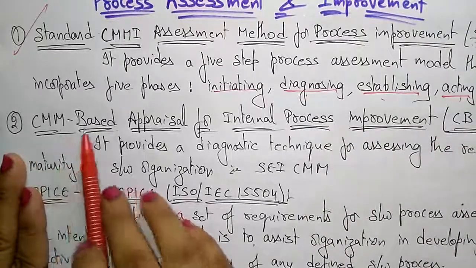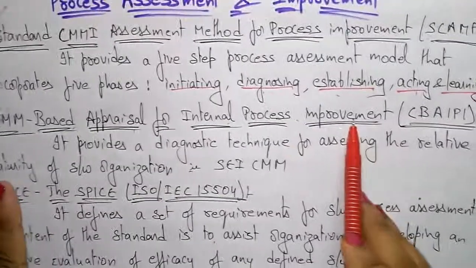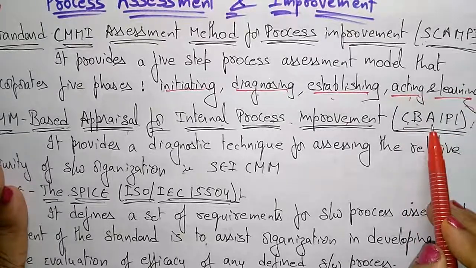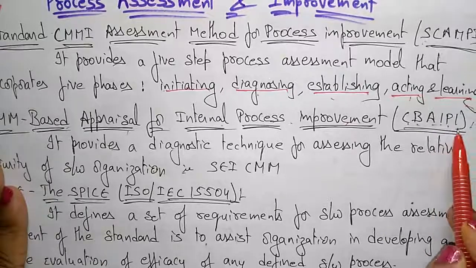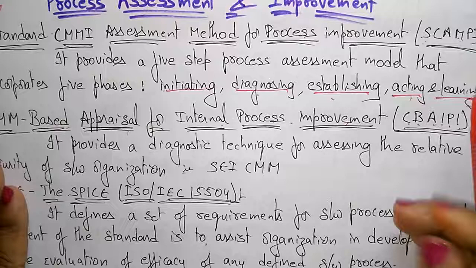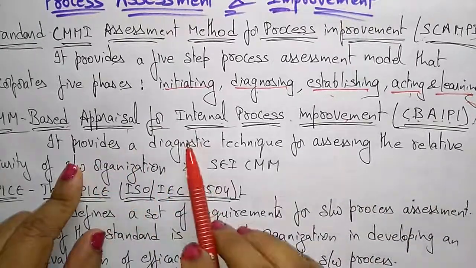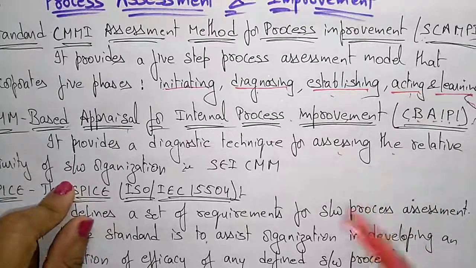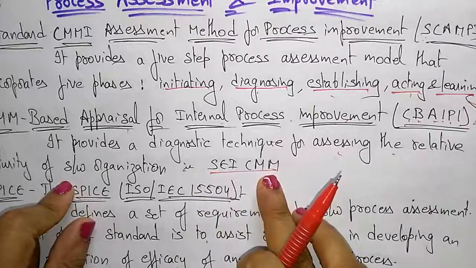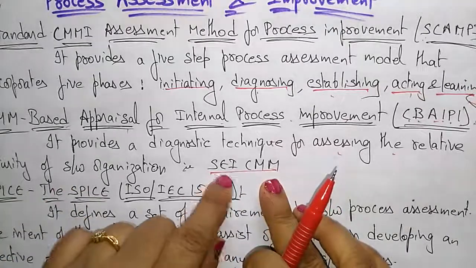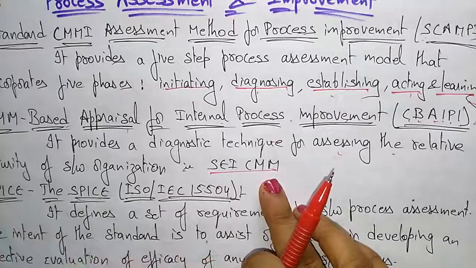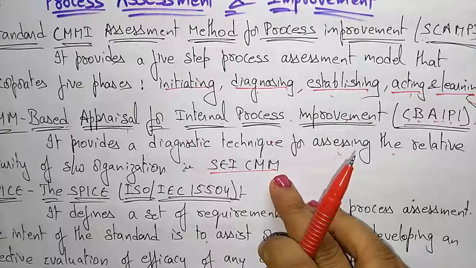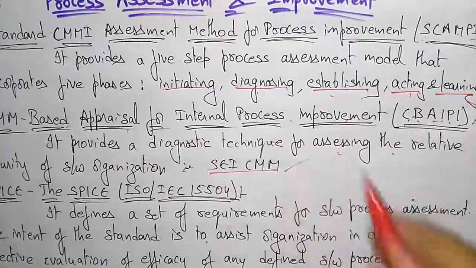And the next, CMM based appraisal for internal process improvement, we call it CBA IPI. CMM based appraisal for internal process improvement. What is this standard providing? It provides a diagnostic technique for assessing the relative maturity of a software organization. We discussed the SEI CMM, the Software Engineering Institute developing one standard, that is the capability maturity model. So if it is satisfying some internal process improvement, then they give this standard.